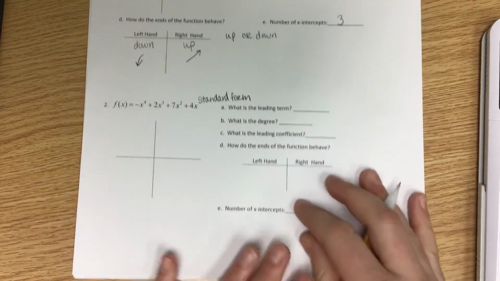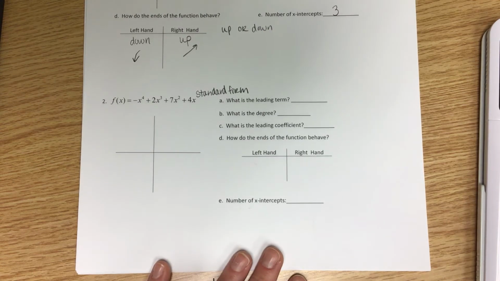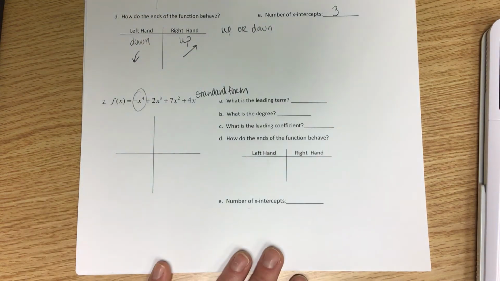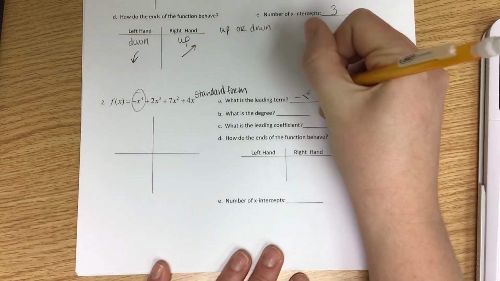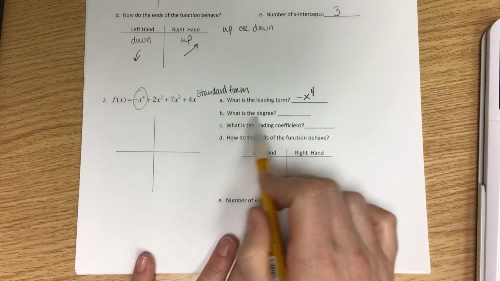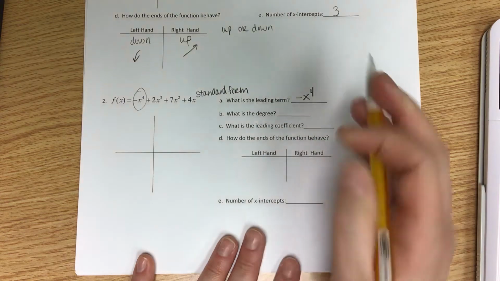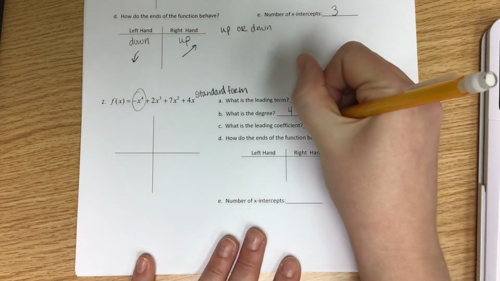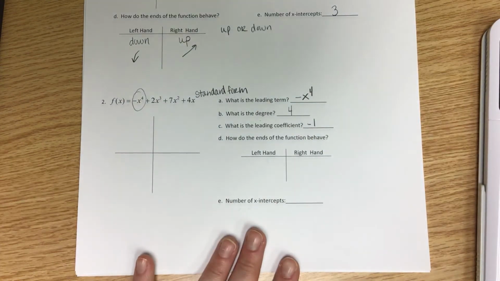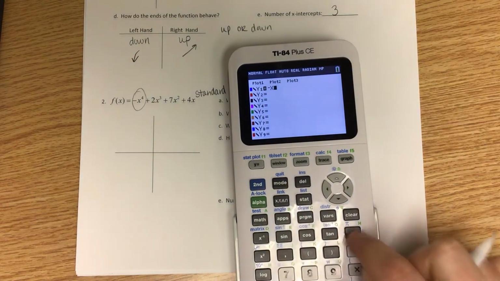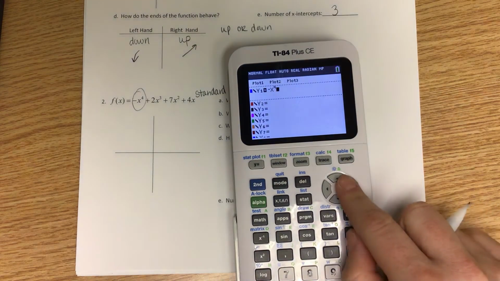In this case, if it's in standard form, I don't need to do any work to find my leading term. My leading term right now is negative x to the 4th. My degree is 4. If I have a negative in front, that's negative 1. And all you have to do now is go back to your y equals, clear it out, and enter your function.